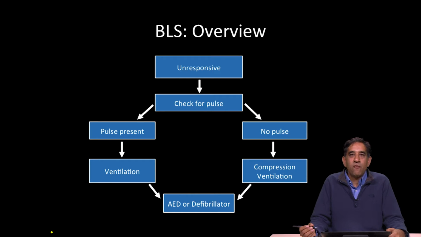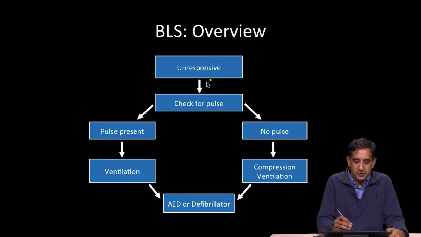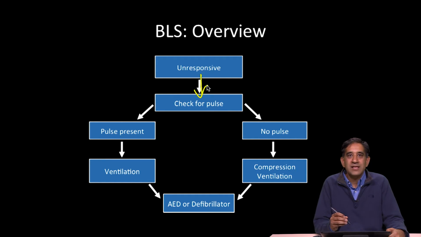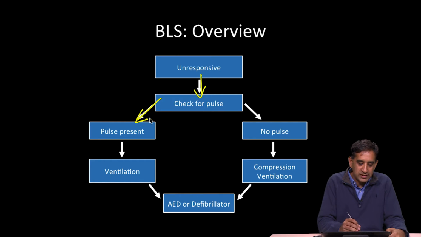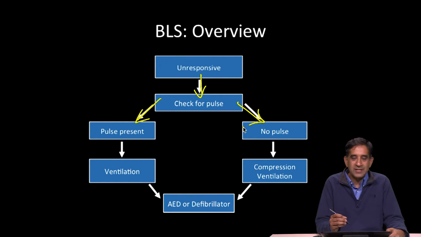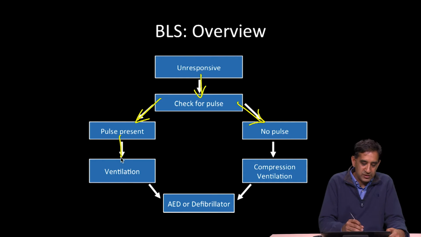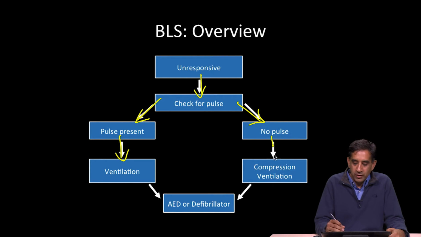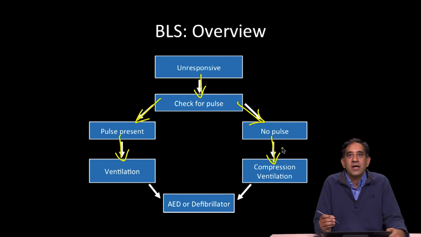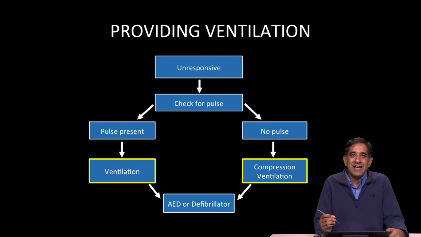And as we mentioned before, in going through our BLS algorithm, if the patient is unresponsive, we're going to check for a pulse, and then depending on whether the pulse is present or absent, that will determine whether we give just ventilations, if the pulse is present, or both compressions and ventilations, if the patient does not have a pulse. Providing ventilations is very important, and we're going to discuss that now.